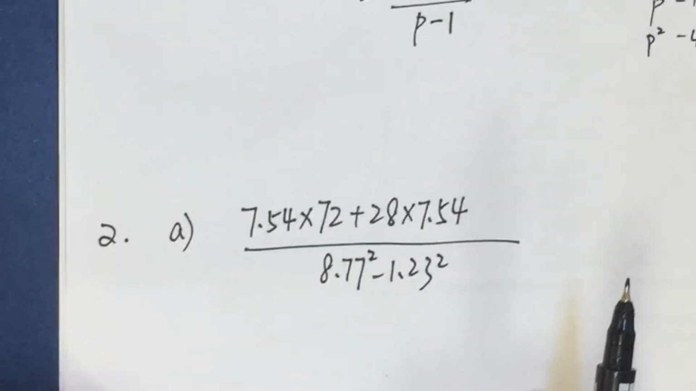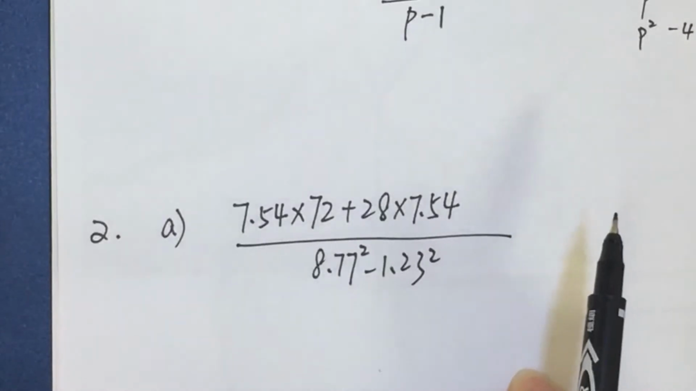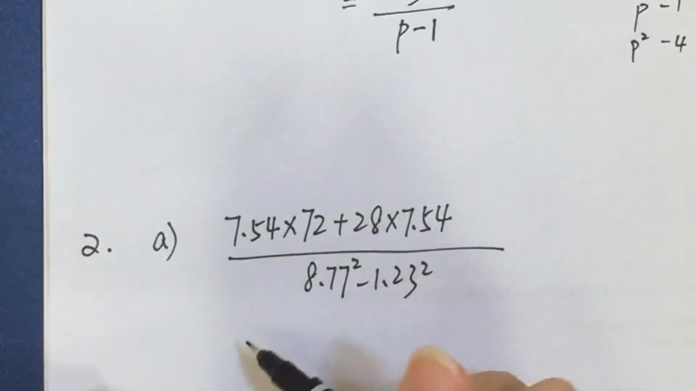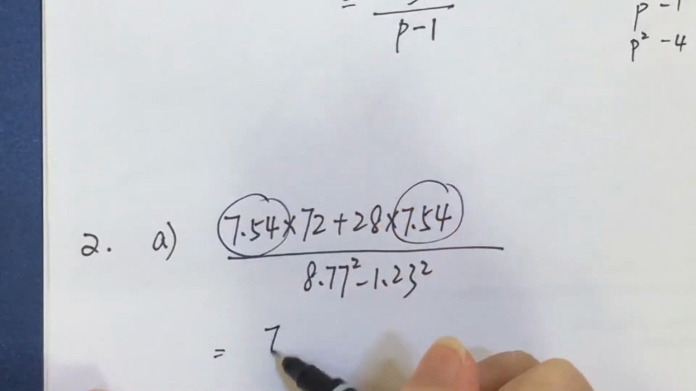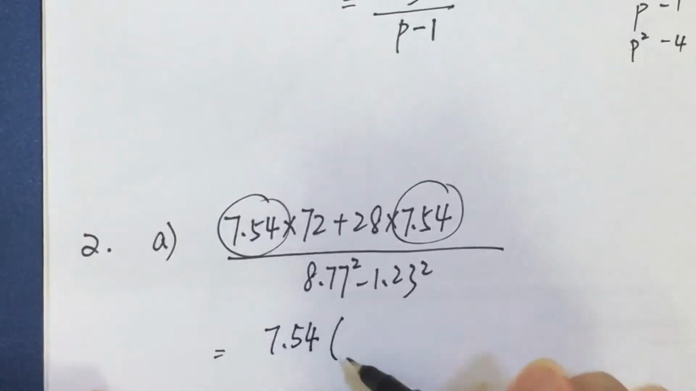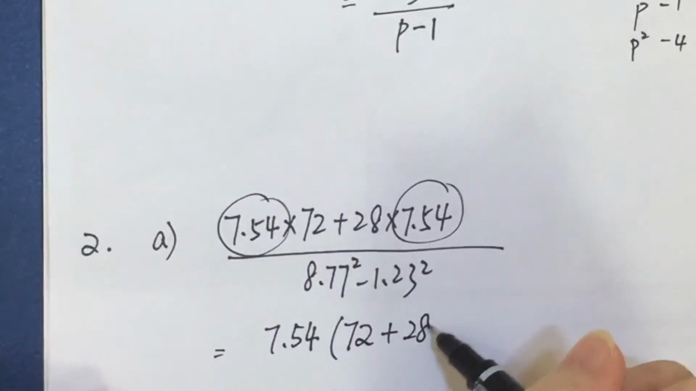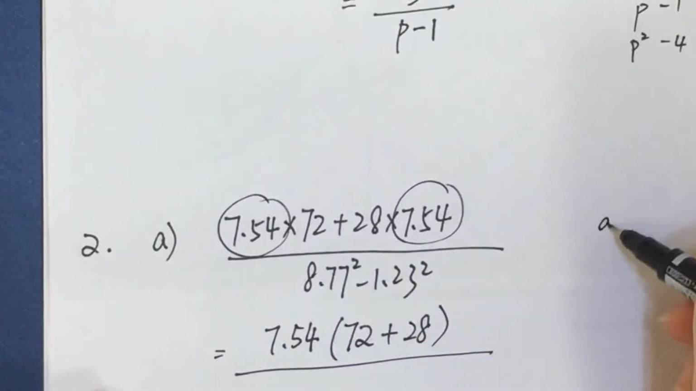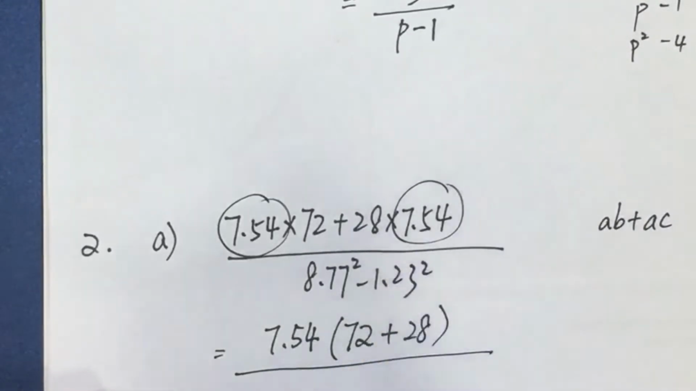Okay, so the next question is, how do you make use of an algebraic expression to help to solve this question? Here you see that the common factor is 7.54. When you bring 7.54 out, you're going to get 72 plus 28. This one is like AB plus AC, so you bring the A out, which is a common factor.